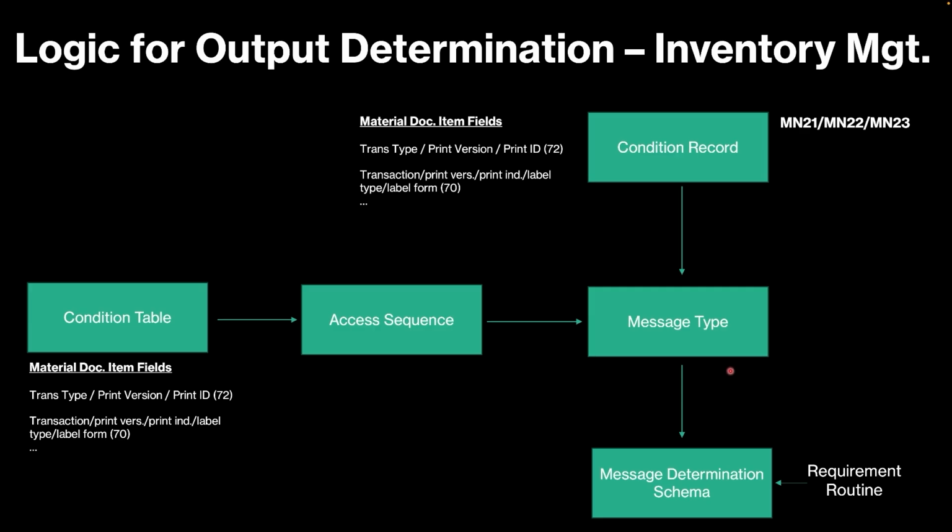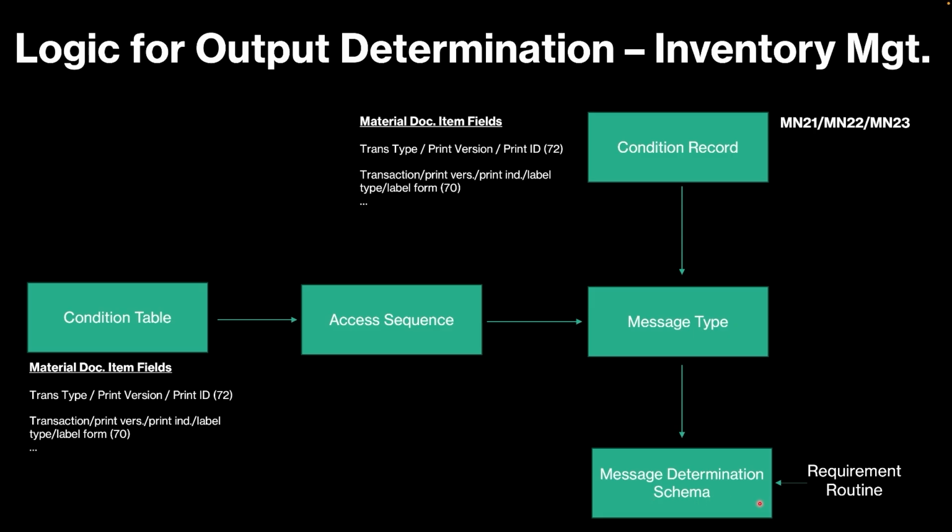And since you will have multiple message types based on the particular scenario that you are dealing with, to maintain all these message types in one particular entity, you have the message determination schema, and you will have to maintain this message determination schema against the application for inventory management. Since you have a single application that is for inventory management only, you will have only one message determination schema available in the system, and it is recommended that you should use the standard message determination schema which is given by SAP for inventory management.